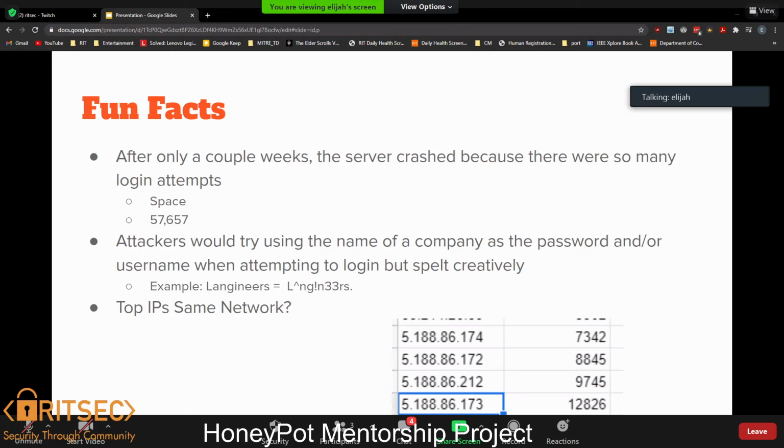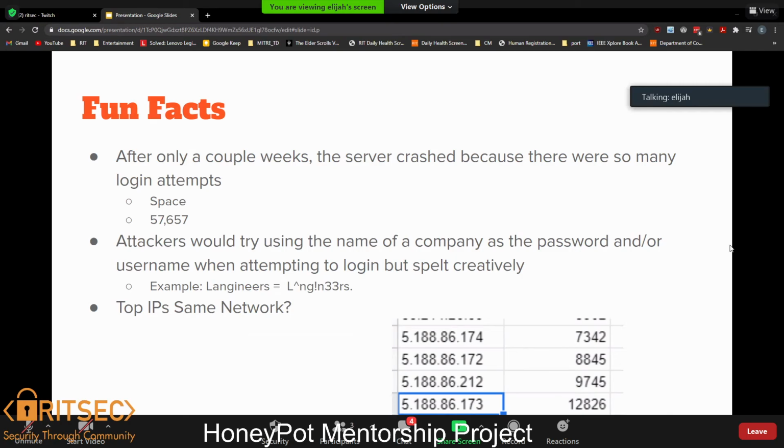Secondly, some of these attackers were actually kind of creative. Apparently somebody thought we might be the company called Langineers. Not even joking, real place, real company, amazing people. And so they tried to make a custom password based off of the name Langineers. As you can see here, the A is replaced with the caret, I's with exclamation marks, E's with 3s. It's kind of cute.